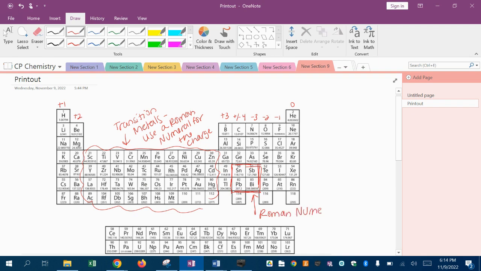Hopefully you already have this written on your periodic table. If you don't, I would advise that you get all this information on your periodic table so that you have it in order to do the problems.